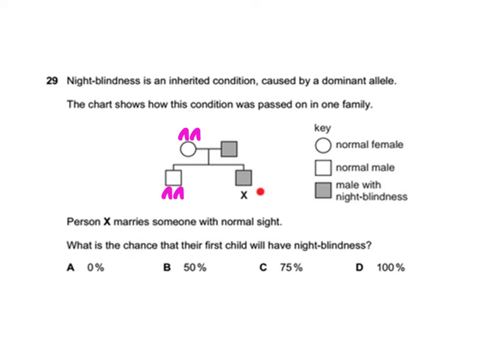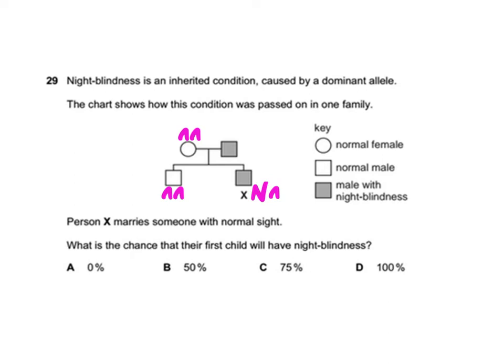I can also assume that this individual X has to get one of its alleles from this parent. Okay, there's no other way that it can get an allele apart from one from this parent and another from this parent. So this individual has to have a little n. It has to have a recessive gene here. The genotype of person X therefore has to be big N, little n.